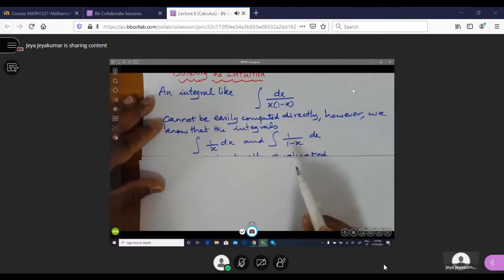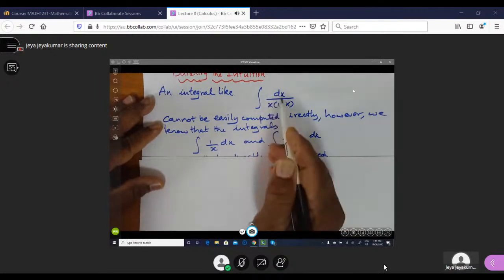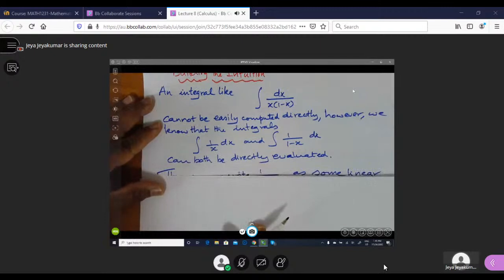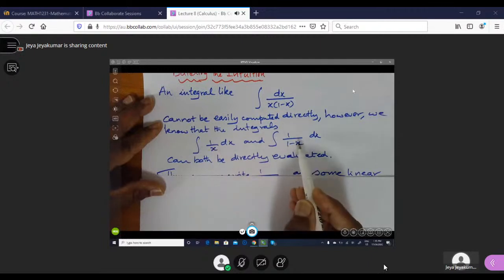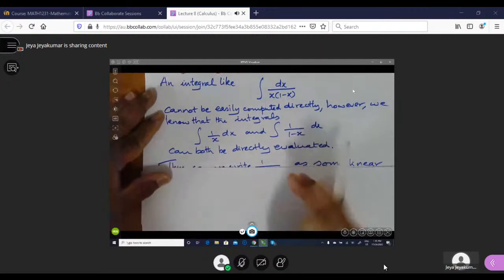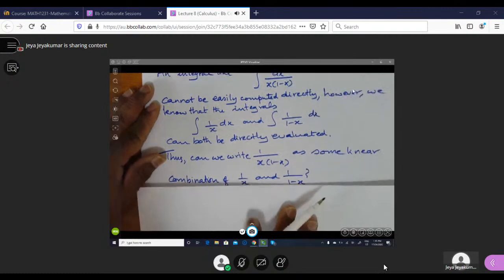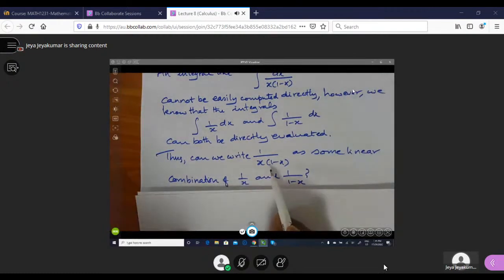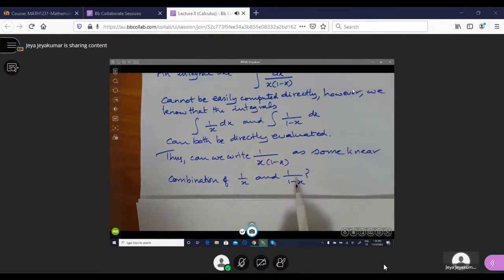So the question is, if you can write this rational function 1 over x times 1 minus x in terms of simple fractions like 1 on x and 1 on 1 minus x, then we can easily integrate them, right? So can we do that? So this is the question. Can we write 1 over x times 1 minus x? That's a proper rational function, by the way. The degree of the denominator is 2, and the top is just a constant. Can we write it as some linear combination of 1 over x and 1 over 1 minus x? Can we do that? What's the answer here?